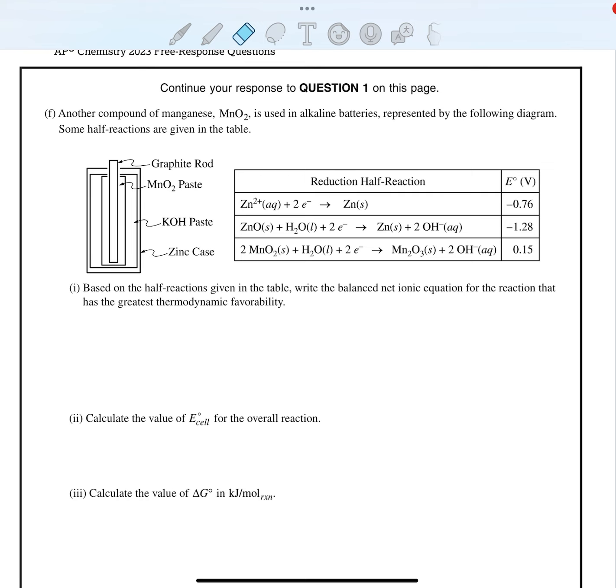Moving on in question 1, we're now dealing with magnesium oxide used in batteries, and we're given a galvanic cell diagram or a battery diagram, as well as a data table of standard reduction potentials. So where you see these E values in volts, this is called your standard reduction potential. And you'll notice that on this chart, all of these half reactions are written as reductions, which is gaining electrons.